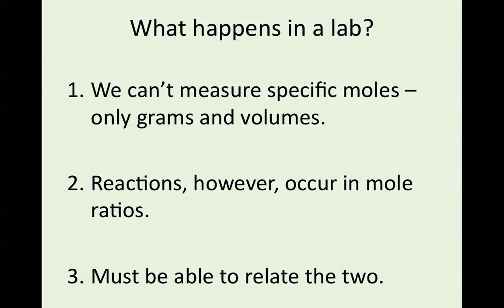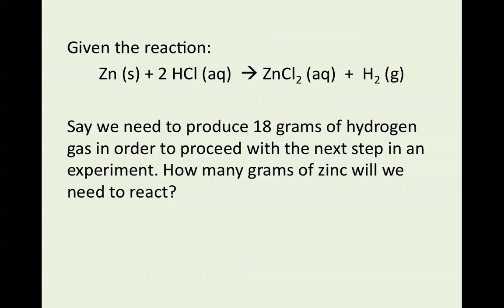Because in a lab, we can't actually measure specific moles. We've talked about this. We can only measure in grams and volumes. However, when we look at our chemical equations and reactions, those occur in mole ratios. So we have to be able to relate moles to grams and volume. So say we need to produce 18 grams of hydrogen gas in order to proceed with the next step in an experiment. How many grams of zinc will we need to react?